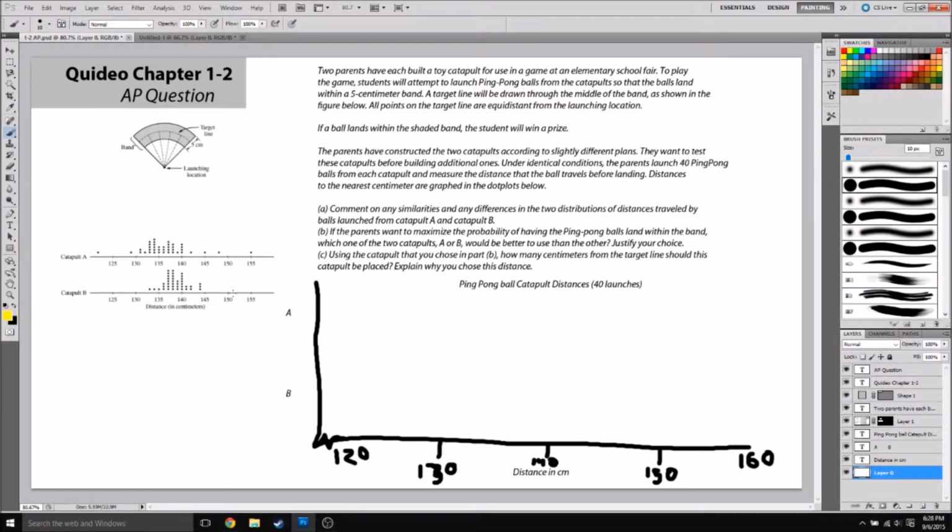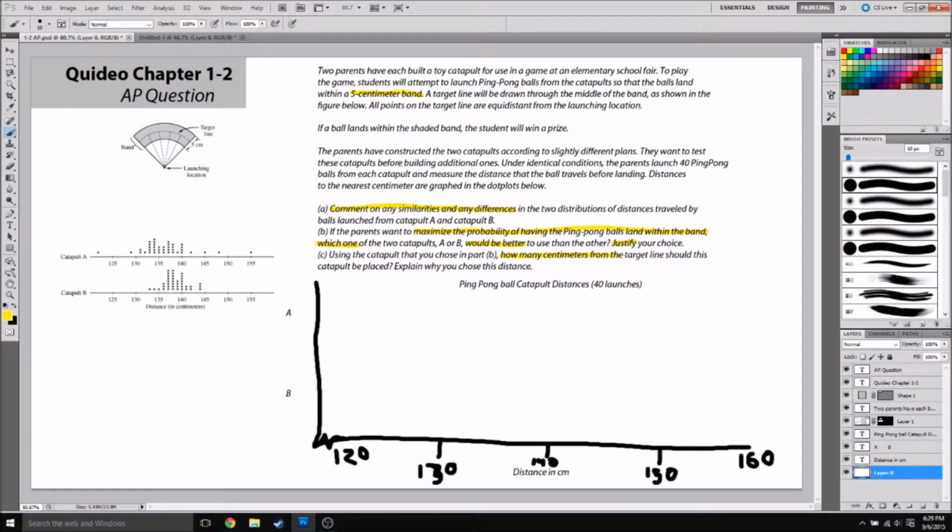Alright, so this is the Quidio Chapter 1 and 2 AP question. Starting off, read the question. Two parents are trying to build catapults and trying to see which one will give you the best odds of hitting those 5 centimeters. Comment on any similarities and any differences in the two distributions. And then you have to maximize the probability of having ping pong balls land within the band. So which catapult of the two would be better, and then justify.